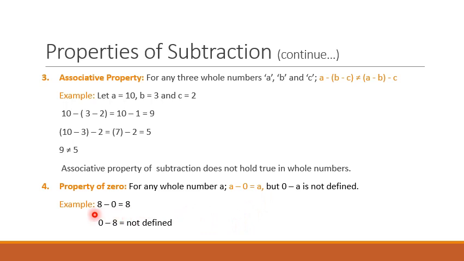So let's see with an example. 8 minus 0 is equal to 8, whereas 0 minus 8 is not defined. So in this way, the 0 property says if I subtract 0 from any number, I get the same number, but I cannot subtract any whole number from 0.